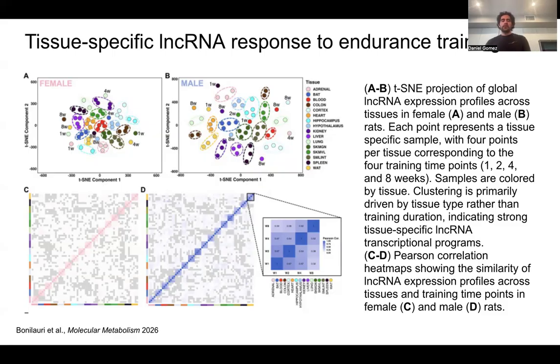So we have females and males, and this is a Pearson correlation. We have the Pearsons by weeks, and it's for each organ. Each organ has a color, so there are 18 different colors in this Pearson projection. It goes up for females and then goes up for males. And this heat map shows the similarity of lncRNA expression profiles across tissues and time points in female and male rats.